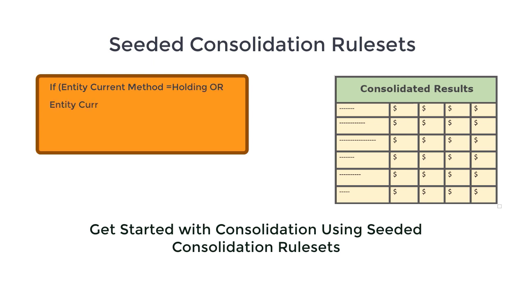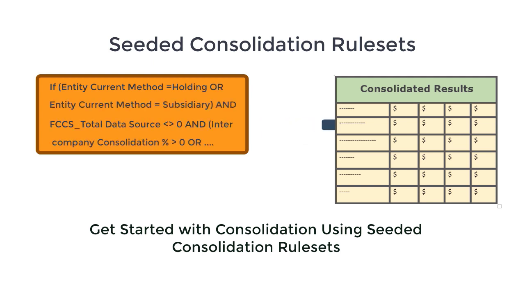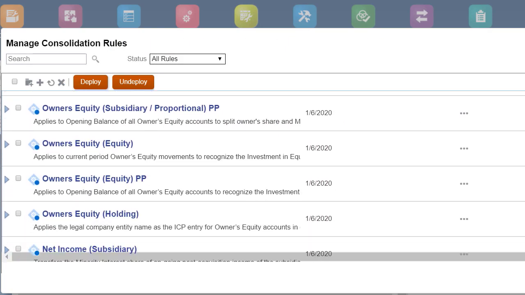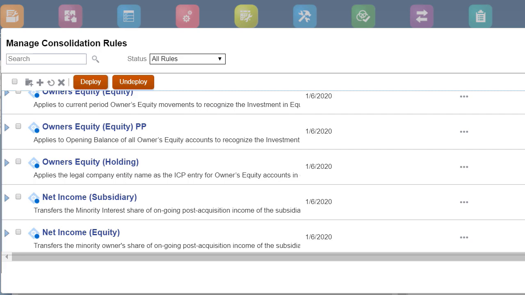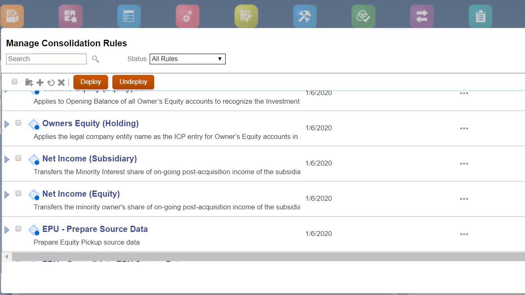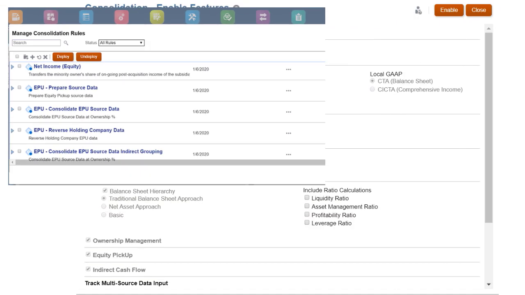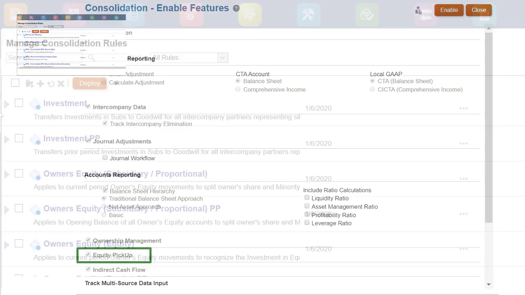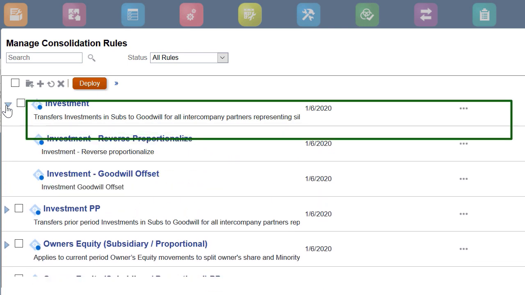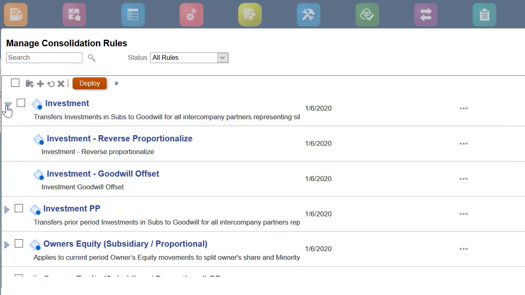Seeded consolidation rule sets are designed to provide a starting point for your consolidation requirements. 9 seeded configurable consolidation rule sets are provided if ownership management is enabled for an application. An additional 4 rule sets are available if equity pickup is enabled. Each seeded consolidation rule set contains one or more rules. To activate a rule set, you must first deploy it.